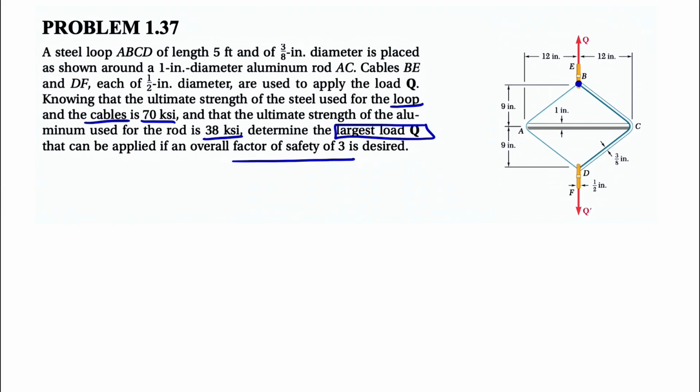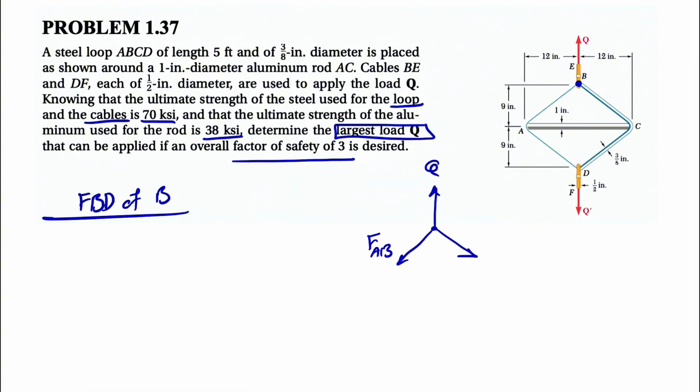So let's start with the free body diagram of point B. We're going to have the force Q upward and 2 different forces in this direction. We can call them FAB and FBC. And because of the symmetry of the figure, FAB and FBC are the same. So FAB is equal to FBC.